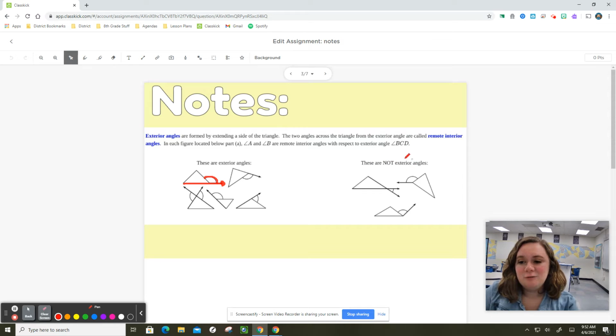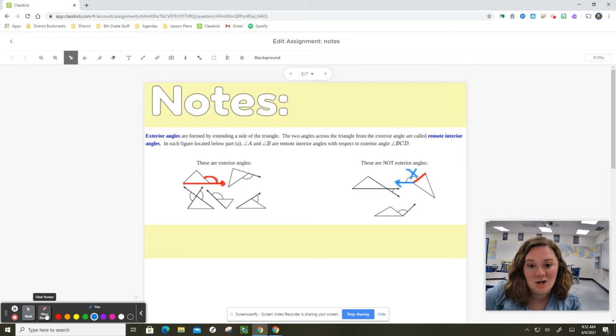We cannot form exterior angles whenever there's a bend in it. For example, in this one, instead of continuing the line straight, it bends sideways, and so that is not an interior or an exterior angle. All right, so now that we know what exterior angles are and we can identify them, let's talk about how to solve for them.